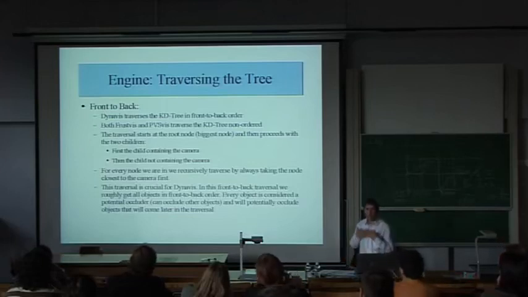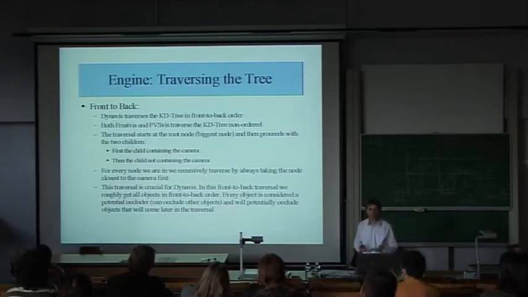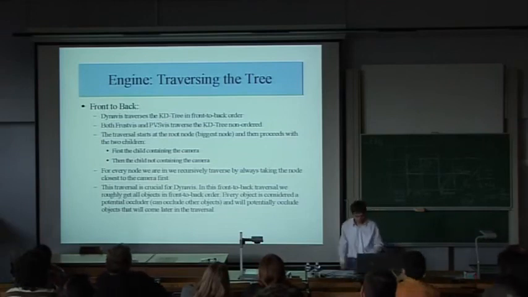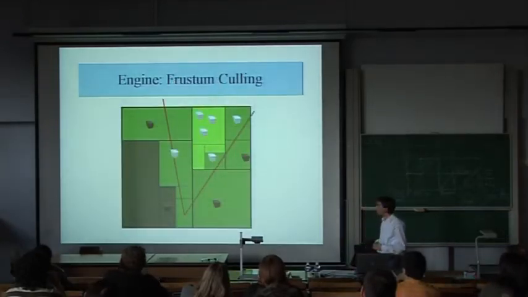Well, the KD tree can be traversed. I will go a bit quicker over these slides. It's a bit technical, and also it's not that important to know it in detail. It's just a way to illustrate what an engine needs to do, the responsibilities, and that it's sometimes not that easy. For example, here you see how frustum culling works.